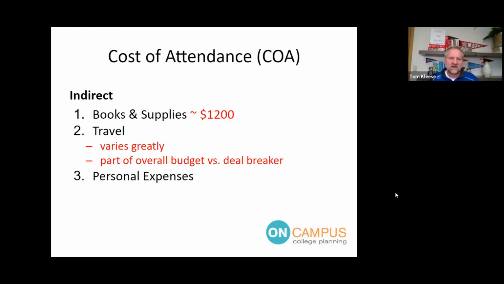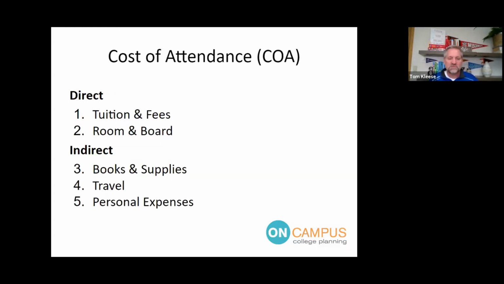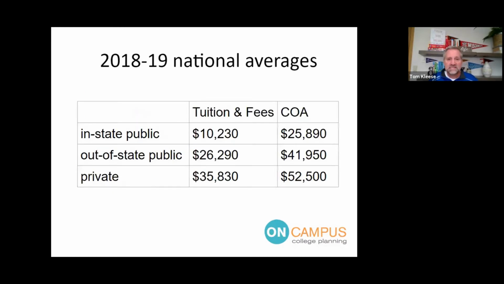And that should cover things like cell phone if you're still paying for that, and maybe car insurance, things like that. Okay, so there they are: tuition and fees, room and board, and then the indirect costs as well. Let's look at some national averages. These are for last year, right? And they'll have next year, or this year's published next year.